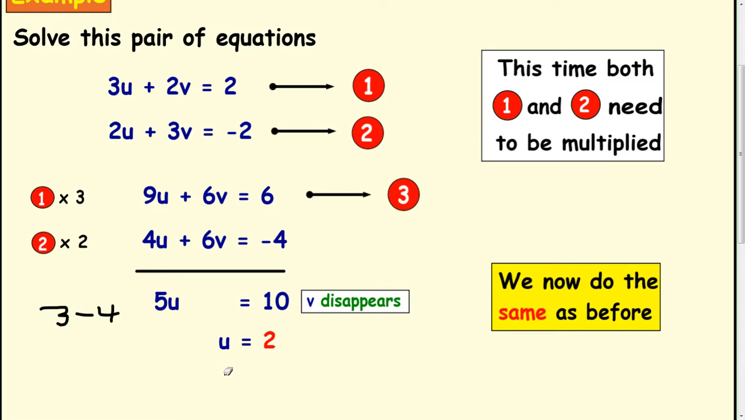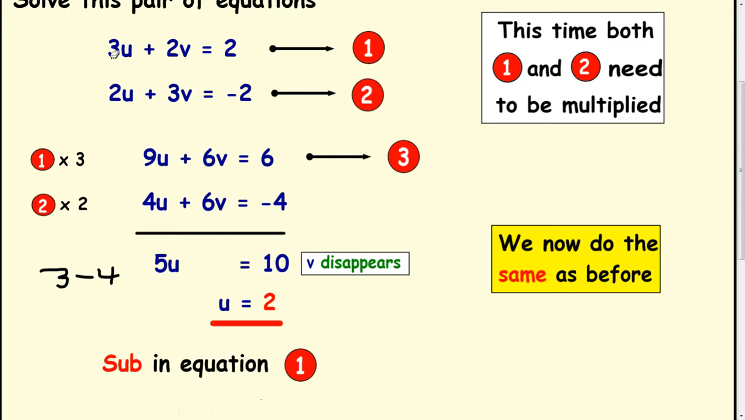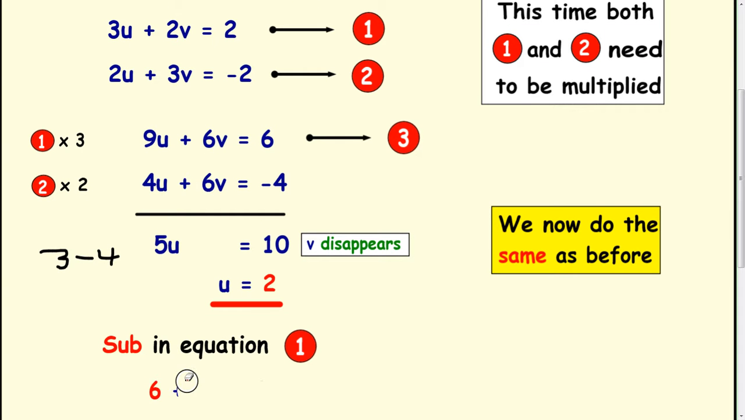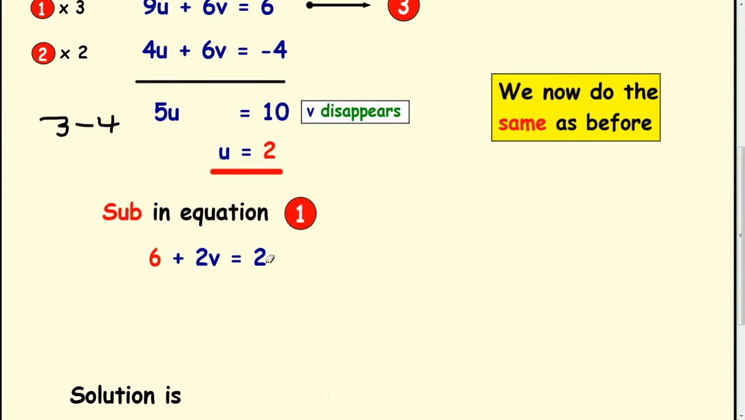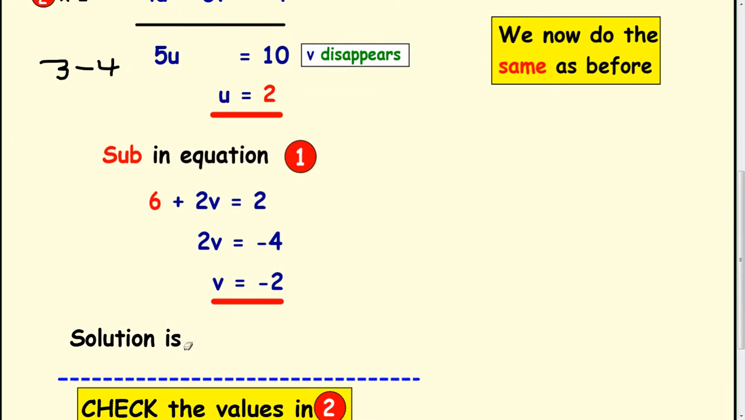Okay, substitute into either 1 or 2. In this case, I'm going to go for equation 1. There's no negative there, so I'll just go with equation 1. So 3u means 3 times u. We're saying that u is 2, so 3 2's make 6. We're adding on 2v, and that makes 2. If we take away the 6 from both sides, 2 take away 6 is minus 4, so 2v must be minus 4. And if you half minus 4, you get minus 2. So the solution is u is 2 and v is minus 2. And again, written as a coordinate, 2, minus 2.